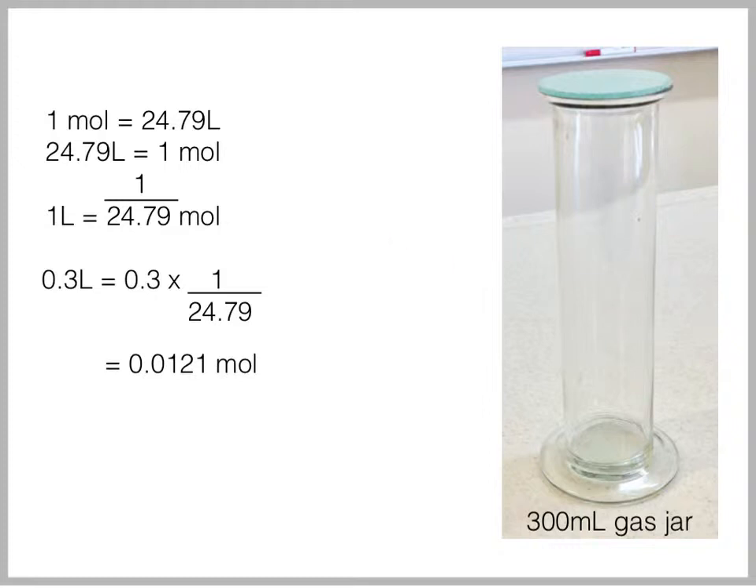Well, that just tells me that in this particular container, if that was full of oxygen gas, I would know that there would be 0.0121 moles of oxygen gas in there. If that was full of chlorine gas, it would have a nice yellowy shade, but again it would contain that many moles. If this was full of carbon dioxide, yep, you guessed it, 0.0121 moles. So if I've got 300 mils at 25 degrees and 100 kilopascals, the amount of gas in there is 0.0121 moles. It does not matter what gas I have in there.